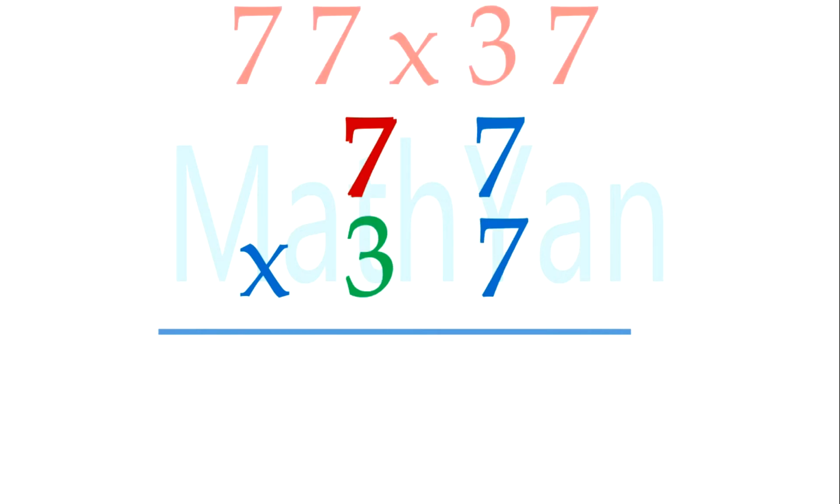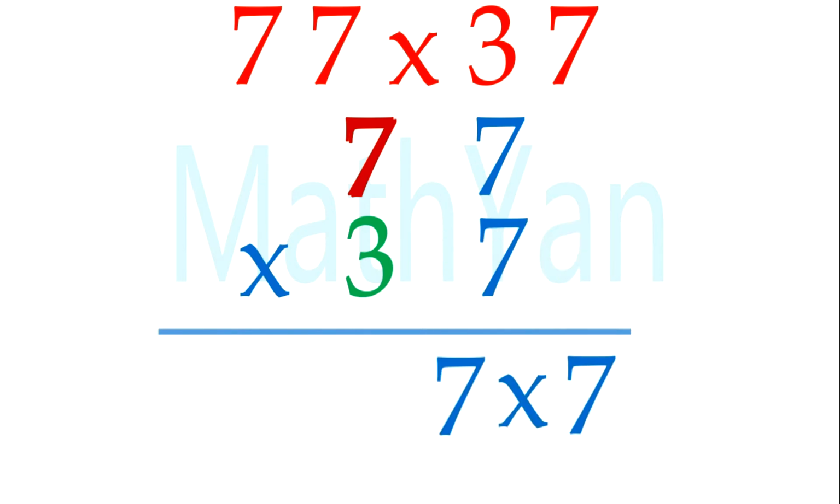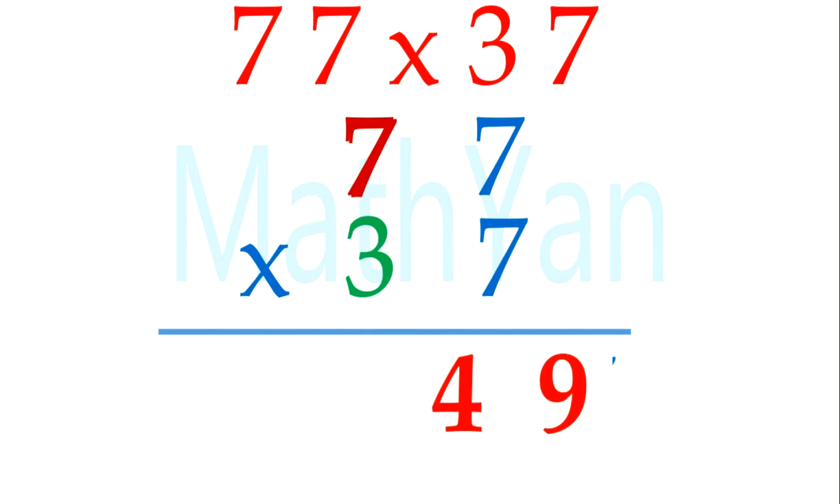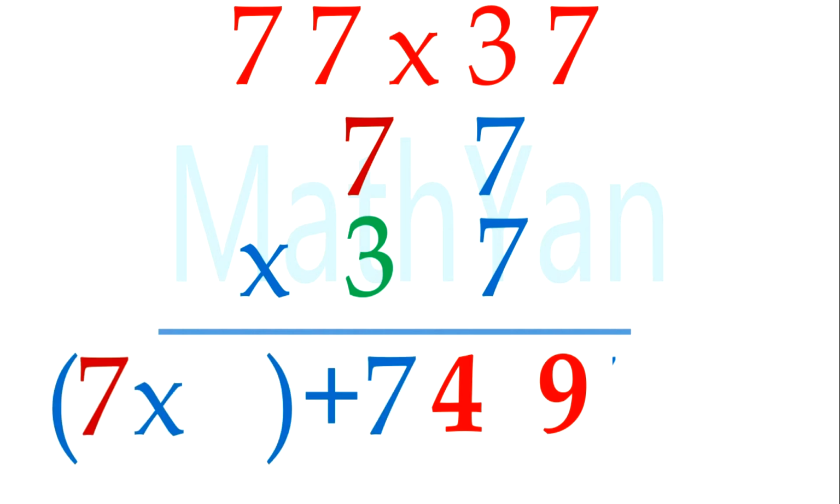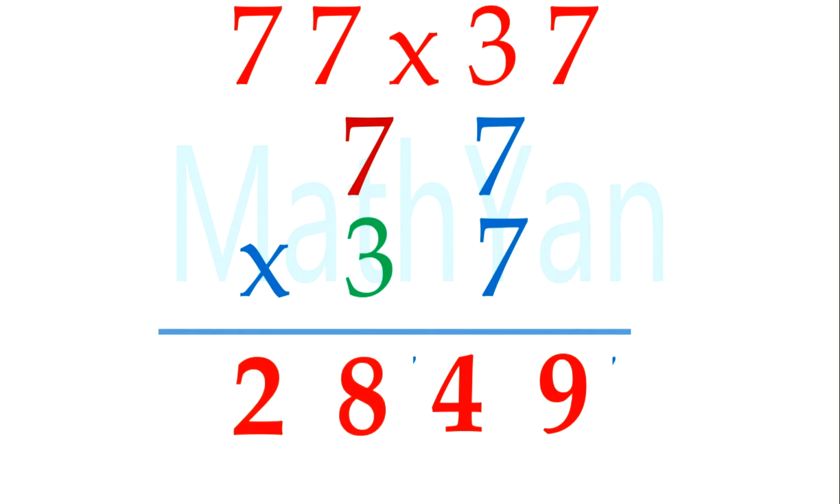Okay, how about this? 77 times 37. So the back 7 is the same. 7 plus 3 is 10. So try 7 times 7 is 49. So you do not need to add any 0 because it is already 2 digits. Good. So 7 times 3 plus 7. 7 times 3 is 21 plus 7 is 28. So it's 2849. 77 times 37 is equal to 2849.